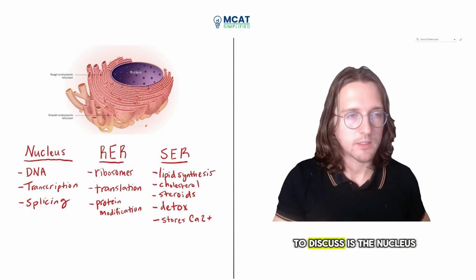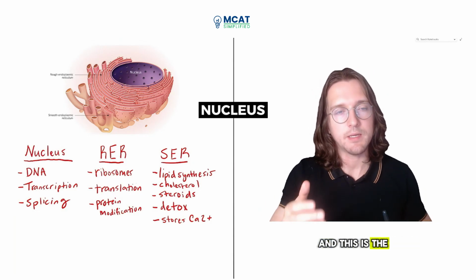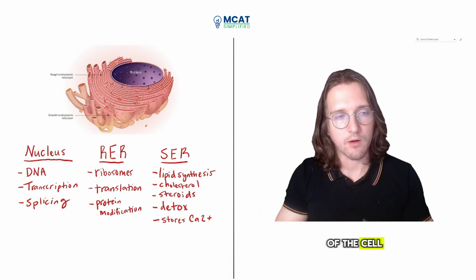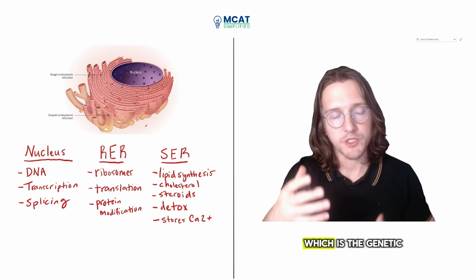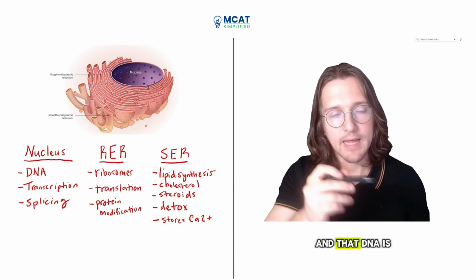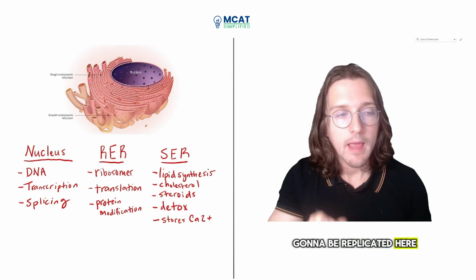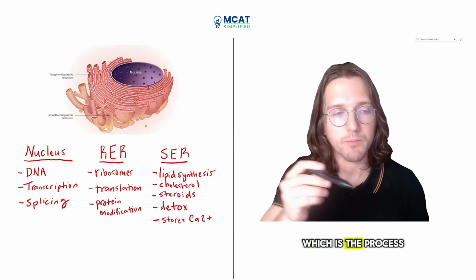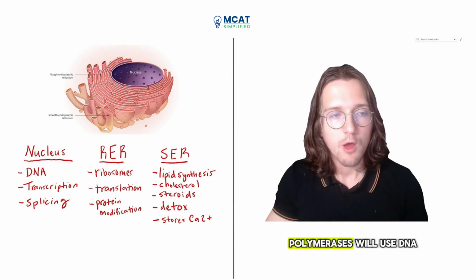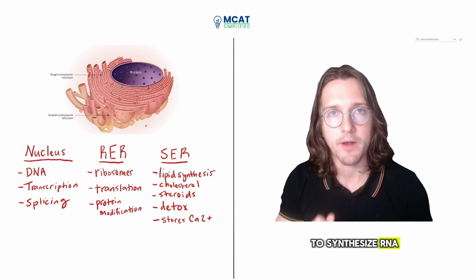So the first organelle to discuss is the nucleus, and this is the sort of command center of the cell. This is where you're going to have DNA, which is the genetic storage material. And that DNA is going to be replicated here, and it's also going to be transcribed, which is the process by which RNA polymerases will use DNA to synthesize RNA.